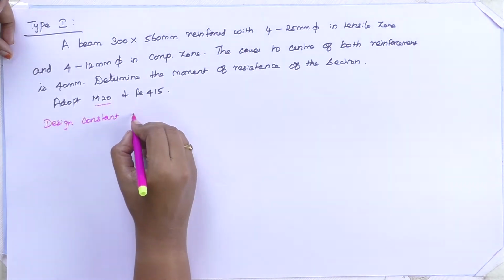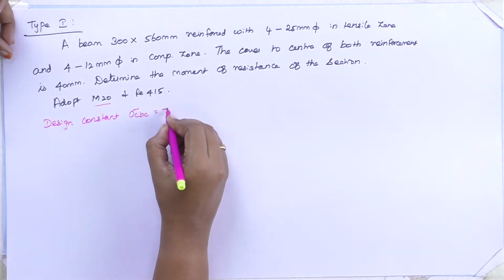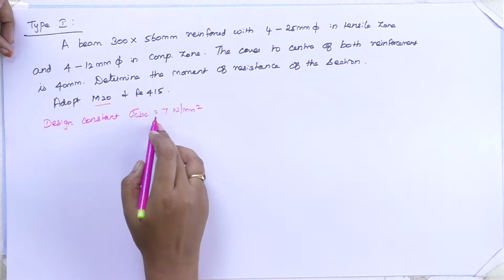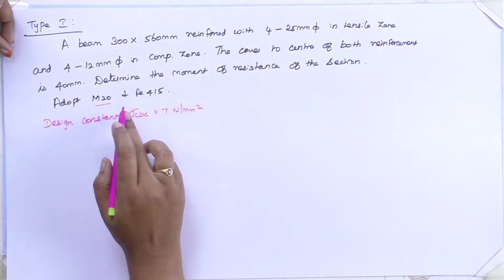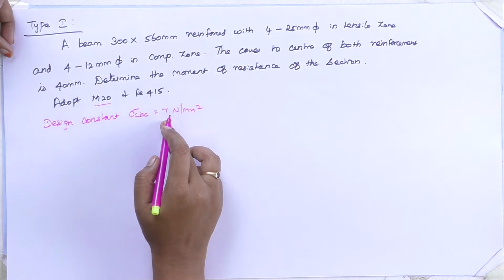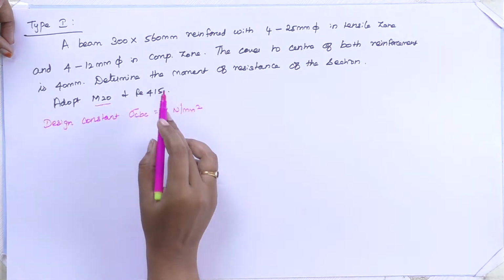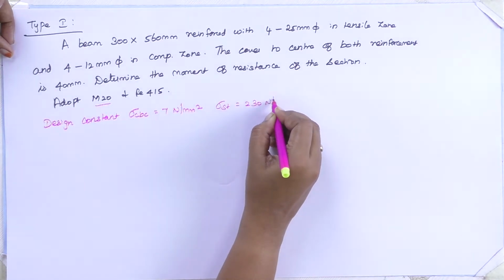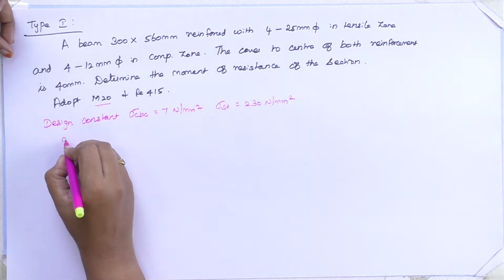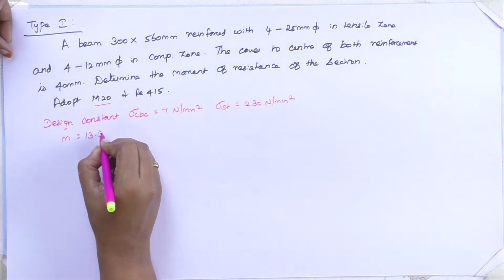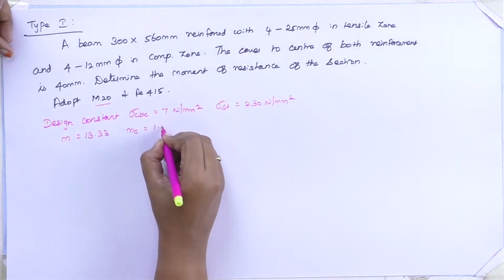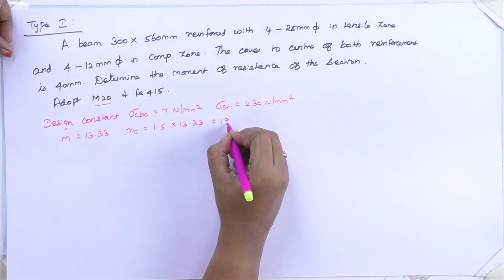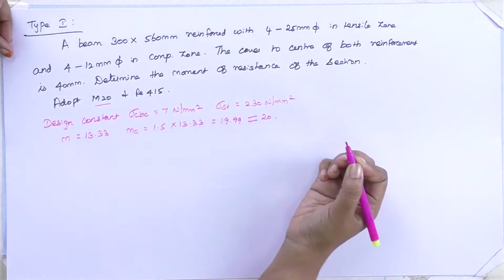Design constants for M20: sigma CBC is equal to 7 Newton per mm square. You can see the permissible stress in concrete under bending compression for the grade of concrete M20, that is sigma CBC 7 Newton per mm square. For Fe415 steel, sigma ST is 230 Newton per mm square. Then the modular ratio for M20 is 13.33. Here, 1.5 times 13.33, you can write 19.99, say about 20.